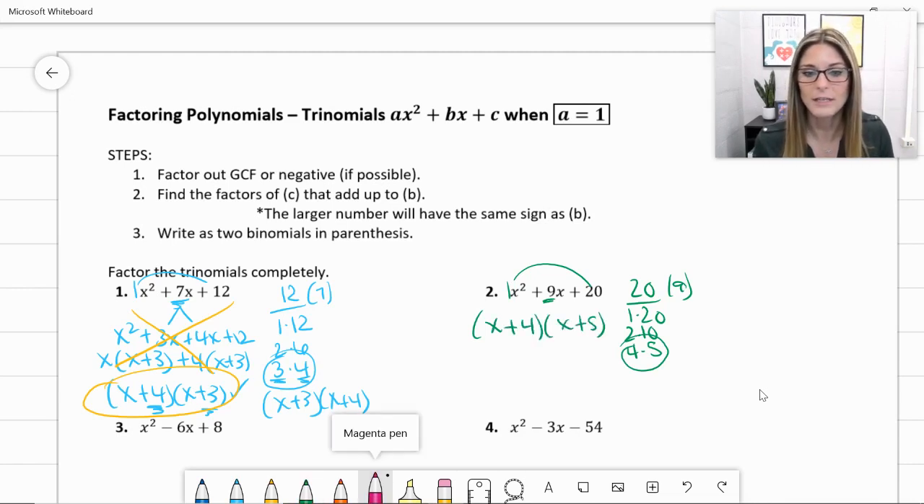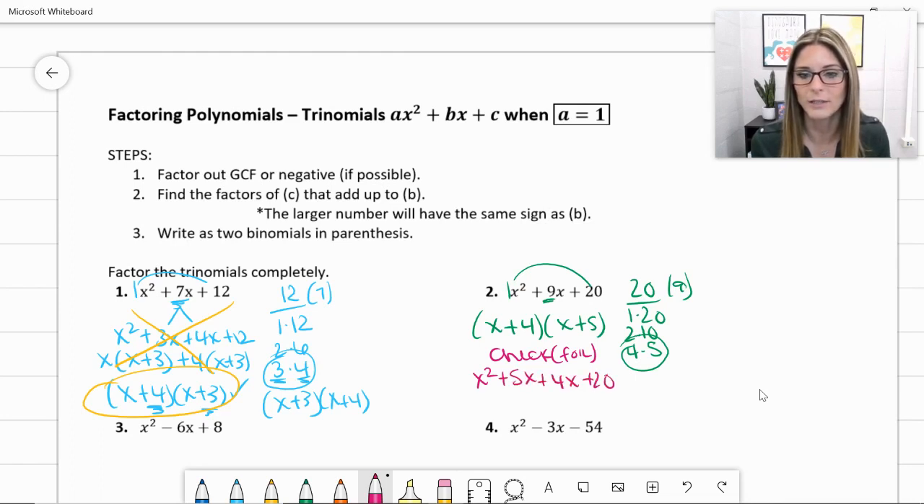Now, I didn't show it on the last problem, but you can check them. Remember, you can FOIL them out. If I wanted to check, I'm going to FOIL. First, outer, inner, last. First, x times x is x squared. Outer is going to give me 5x. Inner is going to give me 4x. And last is going to give me 20. When I combine those like terms in the middle, I get that 9x, and I'm back to my original problem.